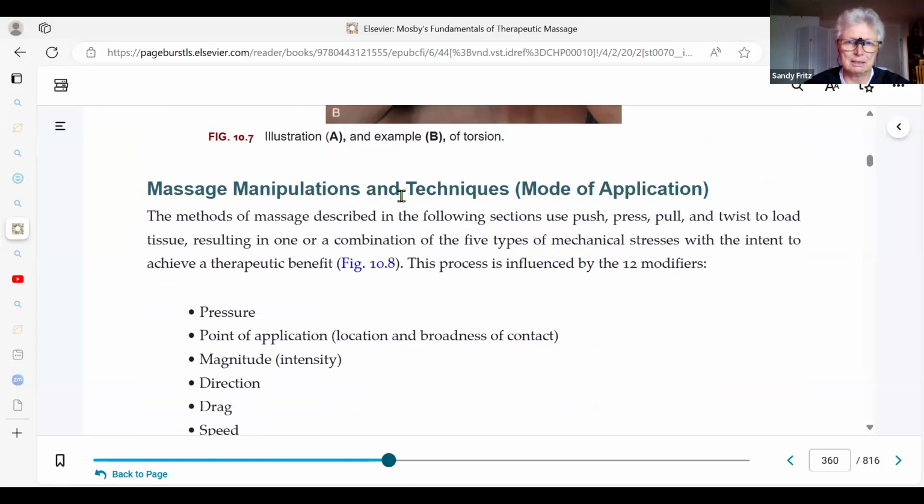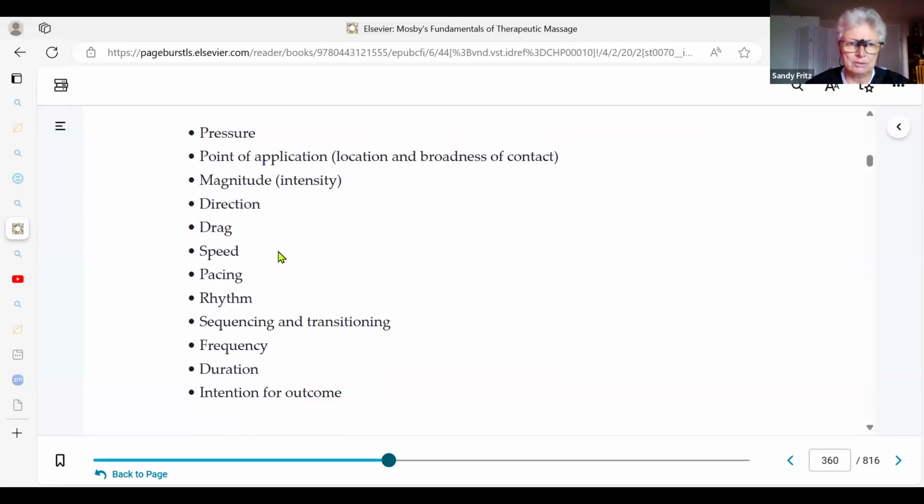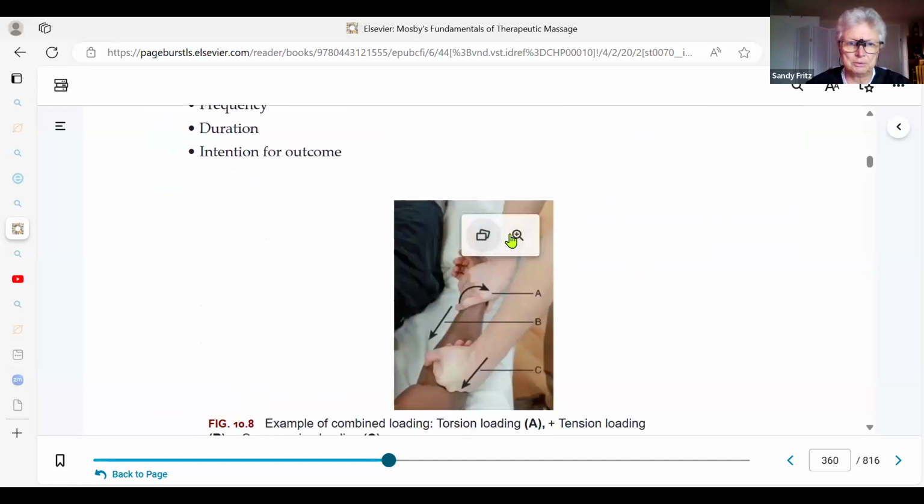And then the actual massage manipulations and techniques, the actual mode of application, the way we push, pull, press, and twist to load the tissue. So how that is modified is here.